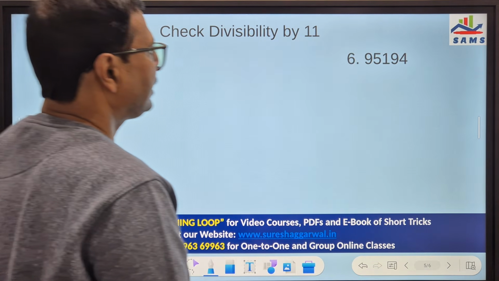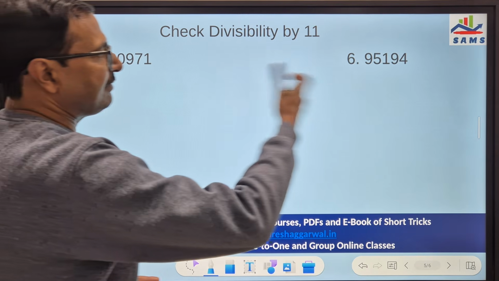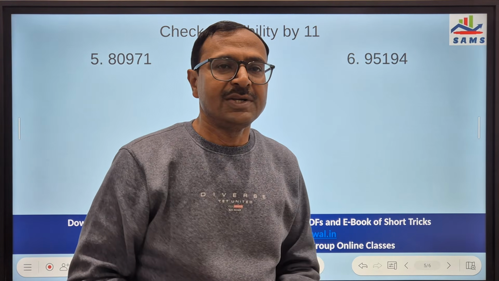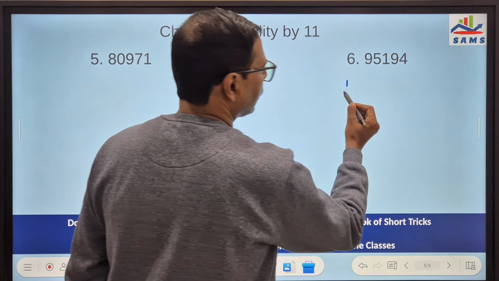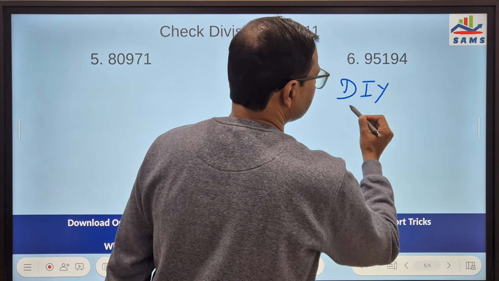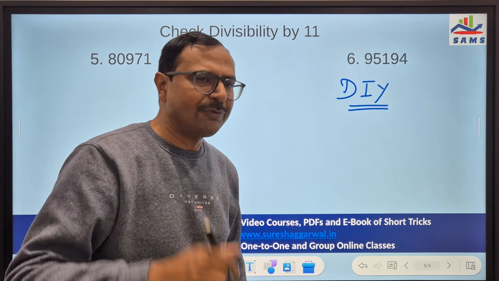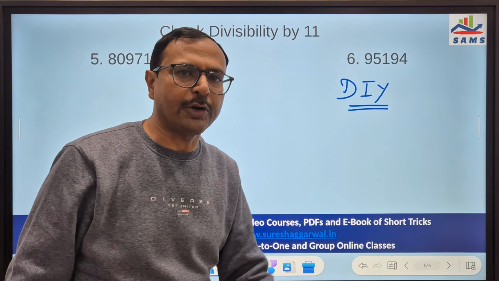Likewise, I can take big numbers. See, these are all 5-digit numbers which we have here. So it works for all the numbers. I'll do one more, and I'll leave one more question as a DIY for you, so that you can let me know in the comments below whether the method is working for you or not.